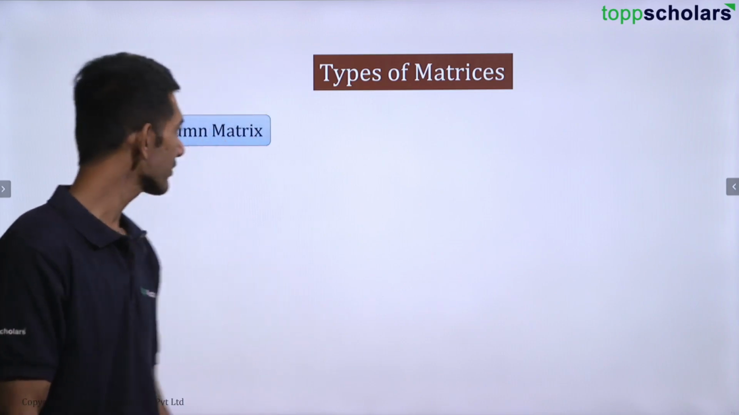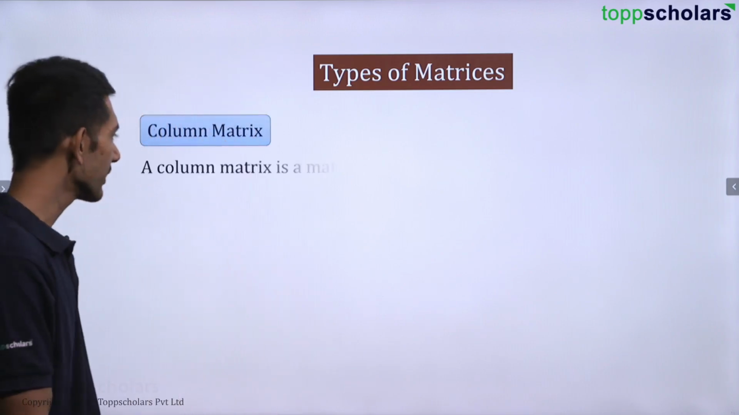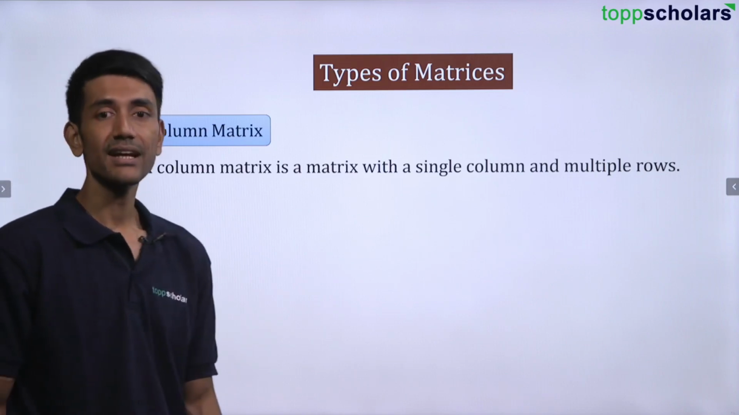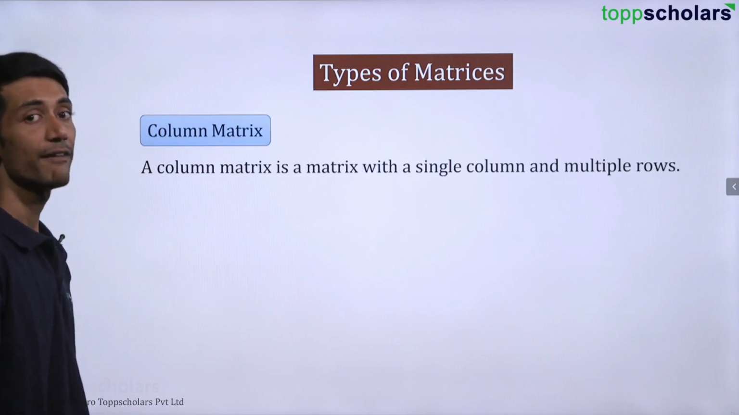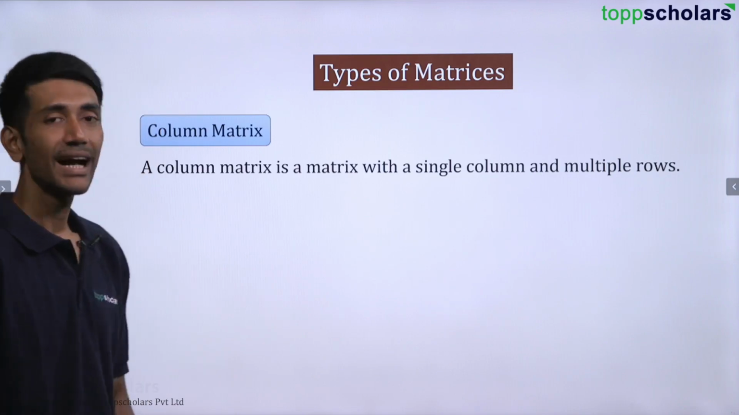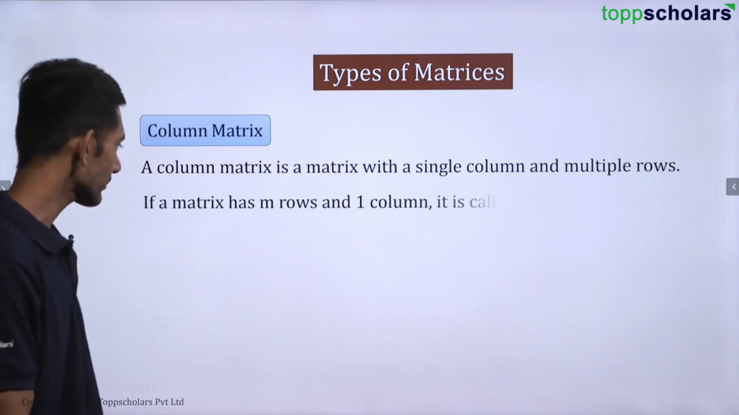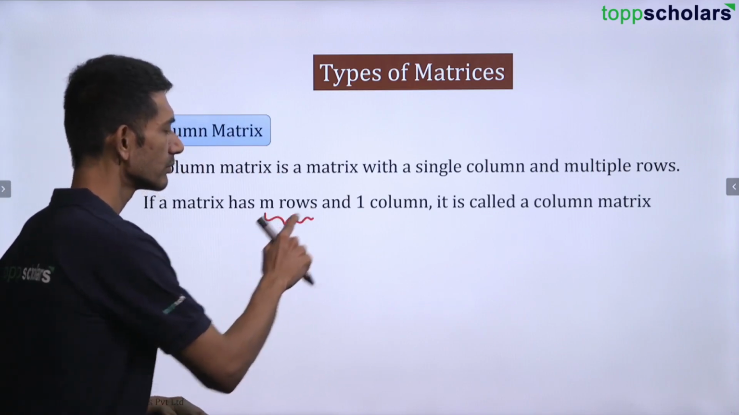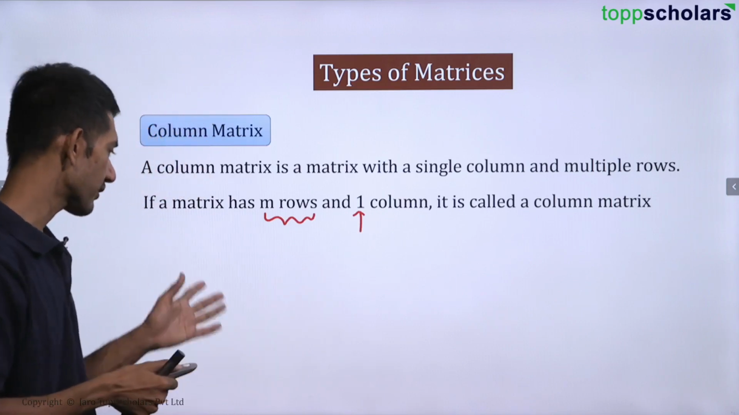The first type is column matrix. Now what does this mean? This means that a column matrix is a matrix with a single column, right? A column matrix is a matrix with a single column and multiple rows. So if there is only one column, that is a matrix having m rows and one column. This is important. It is called a column matrix. You can have a look.